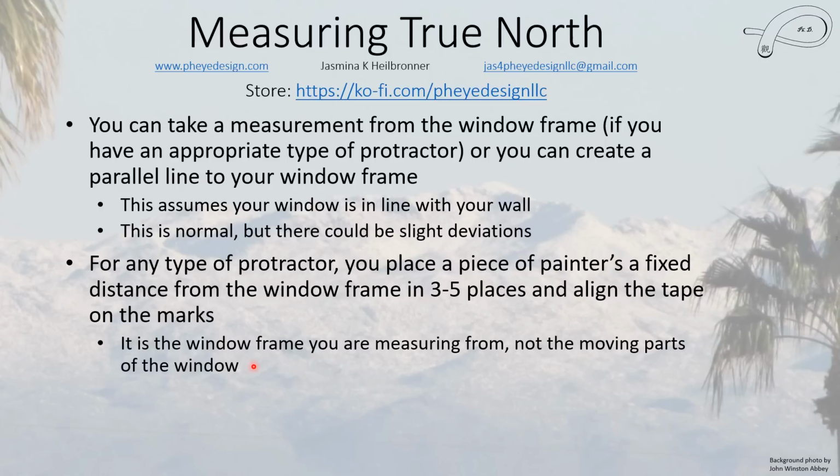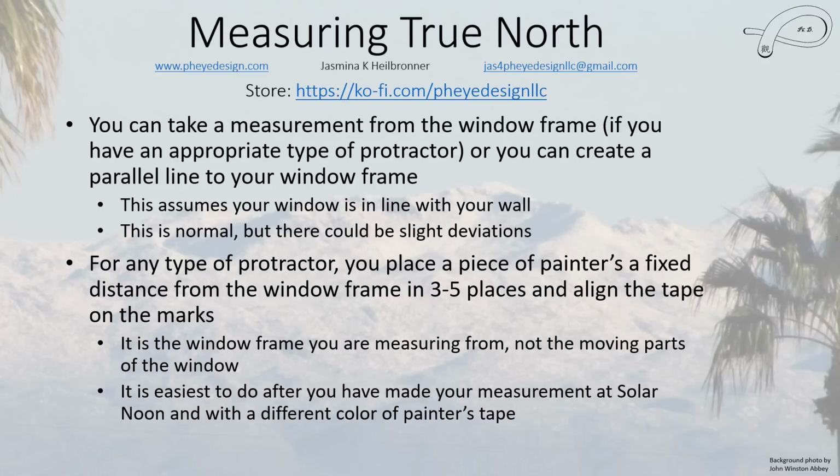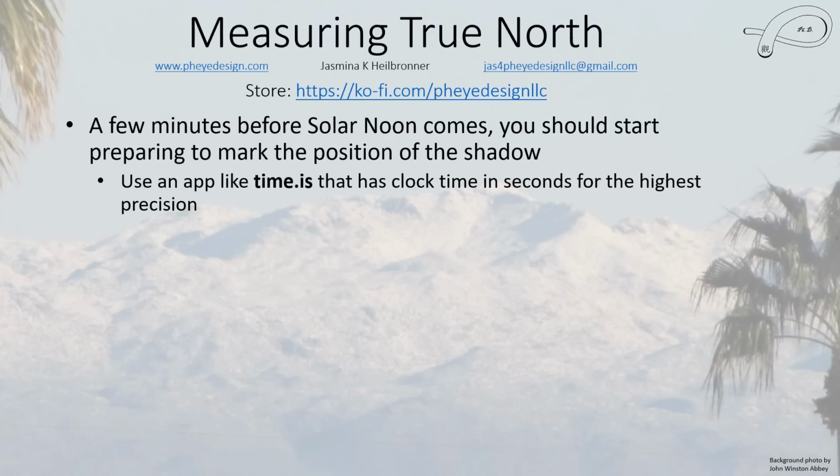Now, it is the window frame you're measuring from, not the moving parts of the window. So it's that piece of metal or whatever it is. It could be vinyl. It could be even fiberglass nowadays. It's from that part that actually touches the walls, not the moving window part. And this is easiest to do after you've made the measurement of the solar noon, and even better if you have a different color of painter's tape, because then you can see the two things more distinctly.